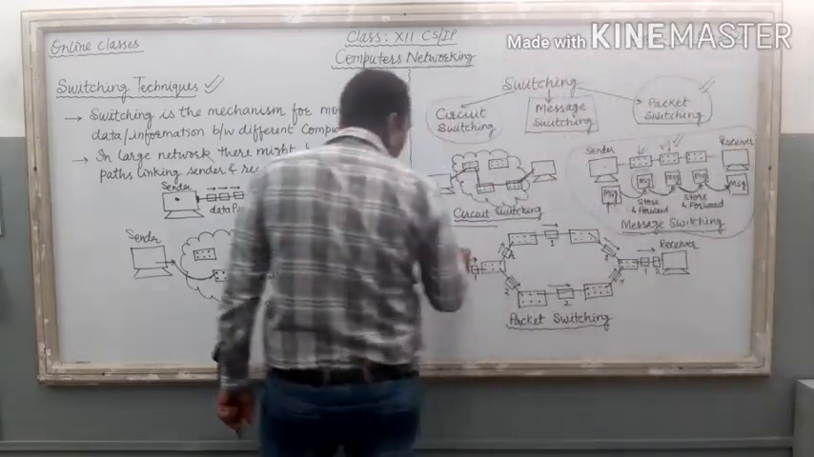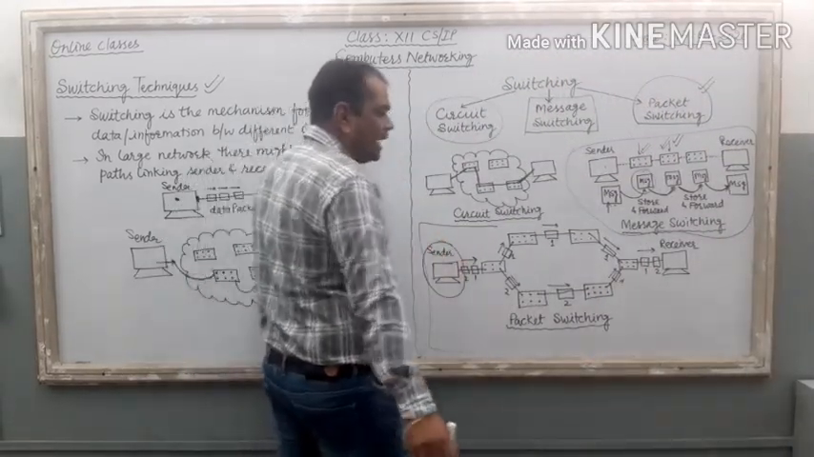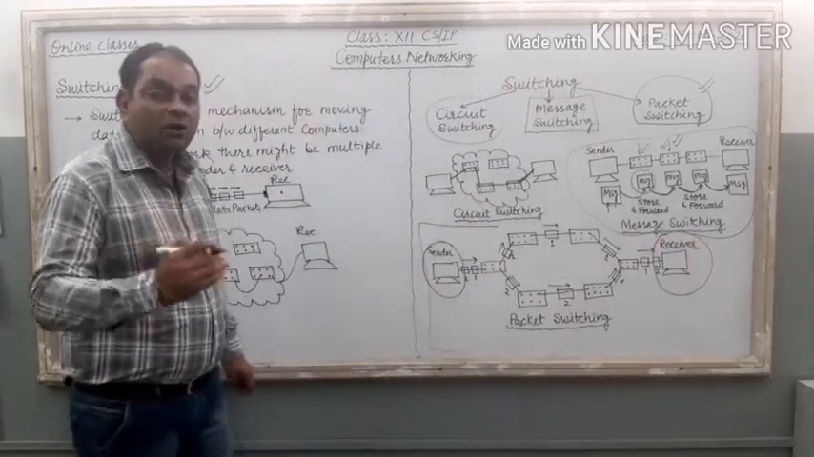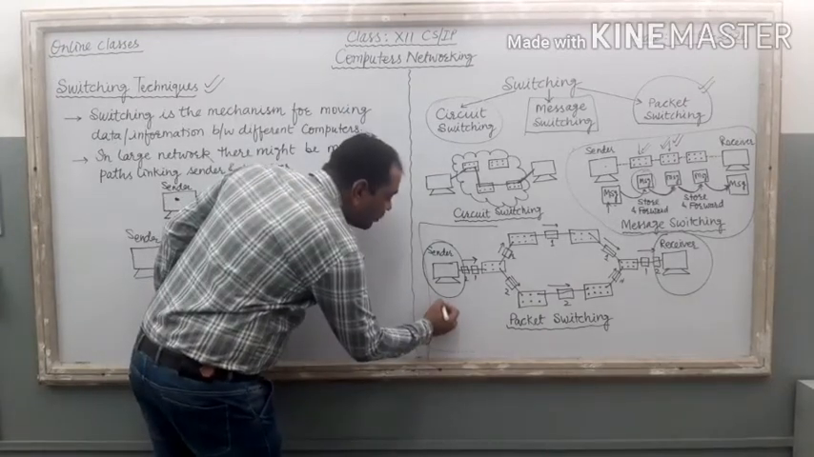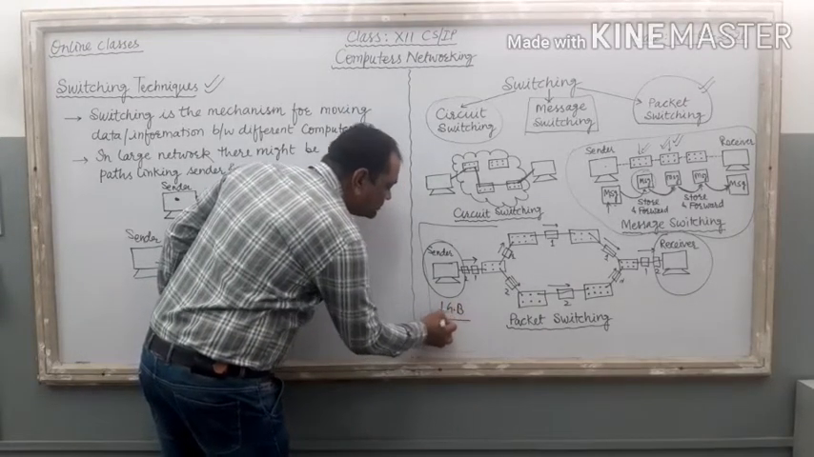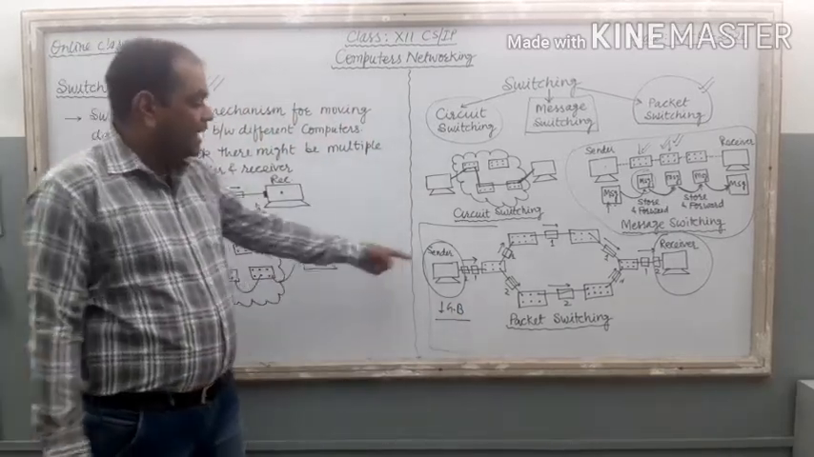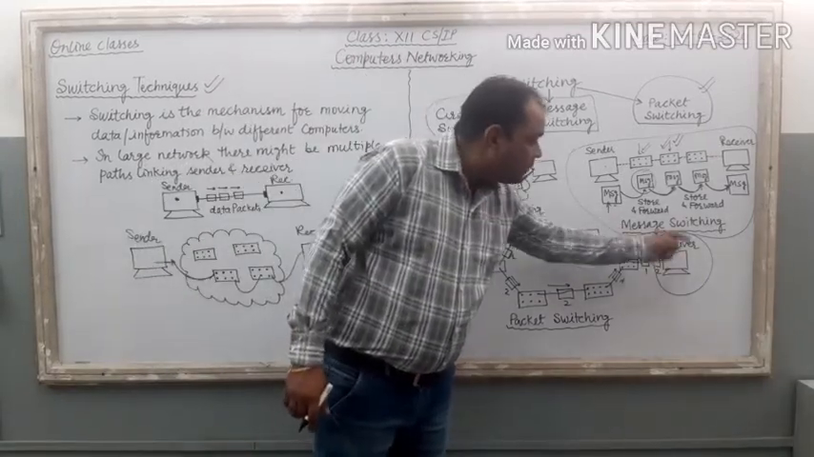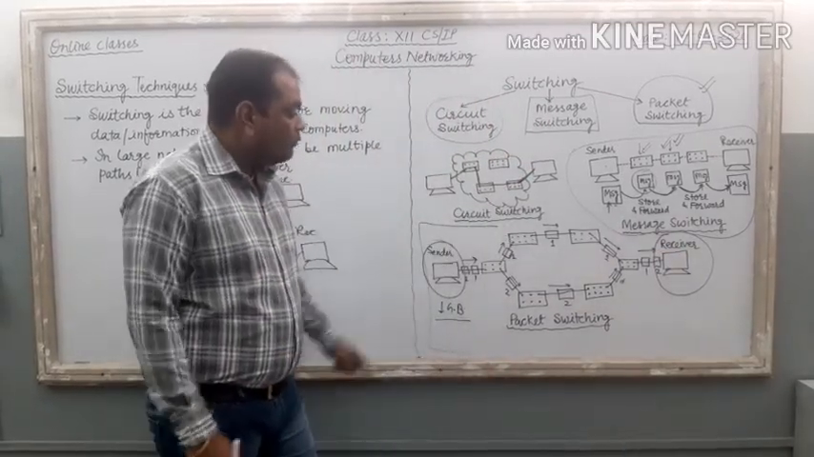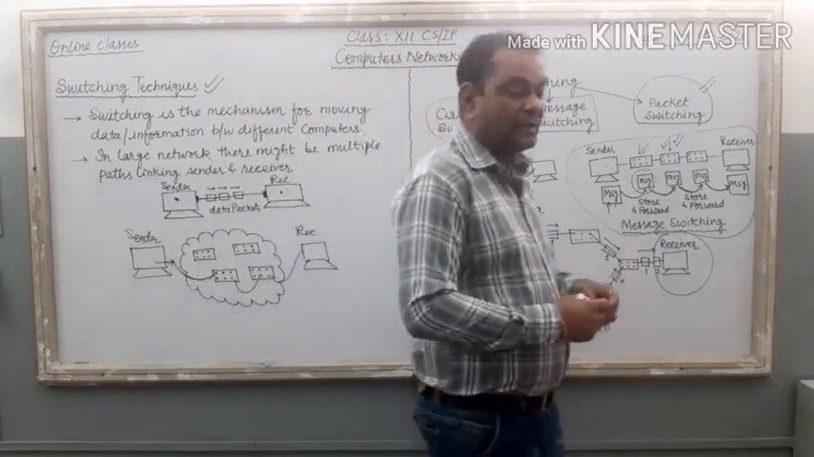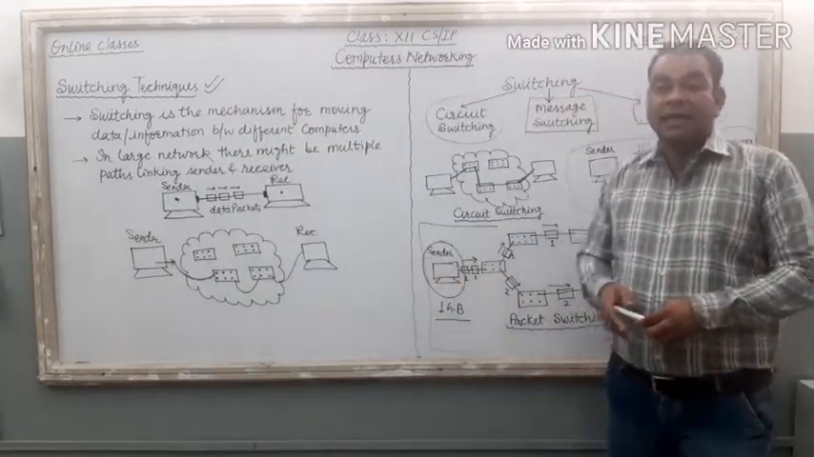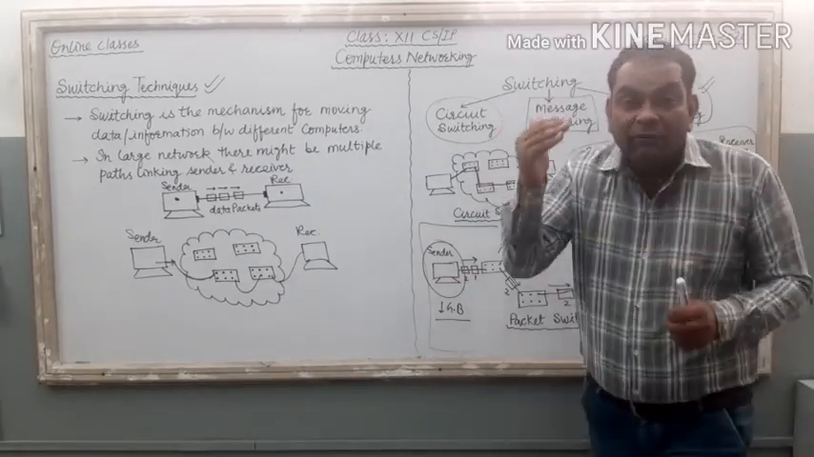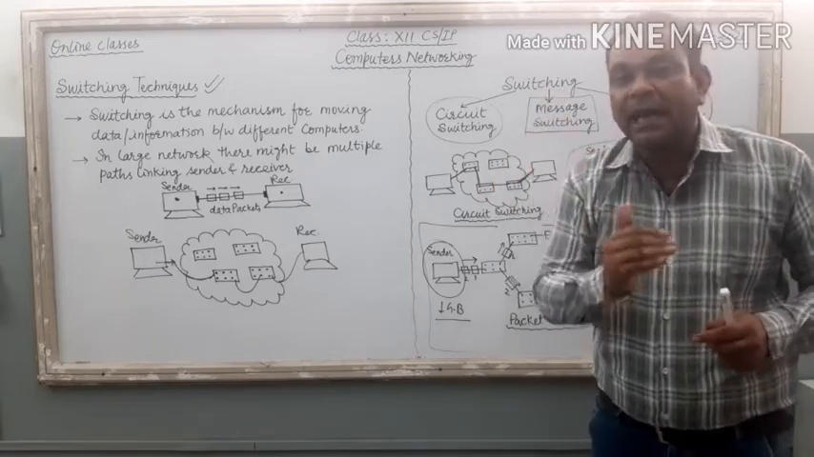Suppose the sender computer, this is the sender computer, and that is the receiver computer. Suppose sender computer wants to send near about 1 GB file, he wants to send 1 GB file to the particular receiver. Now, what is there in packet switching technique? In packet switching, very first the file is divided into fixed size packets.